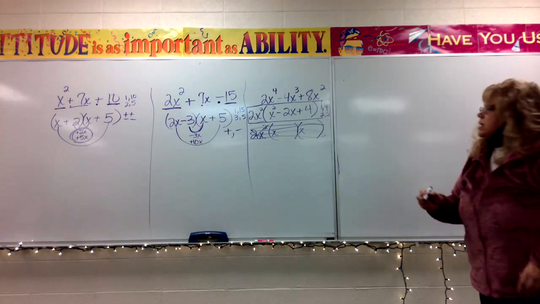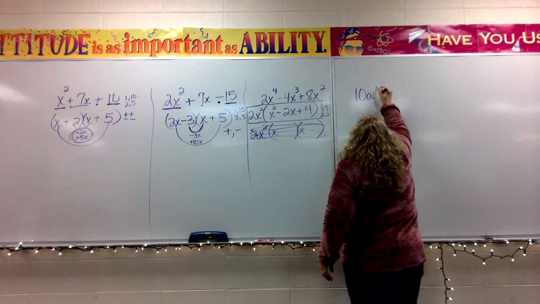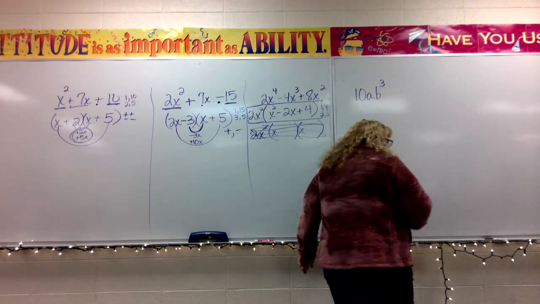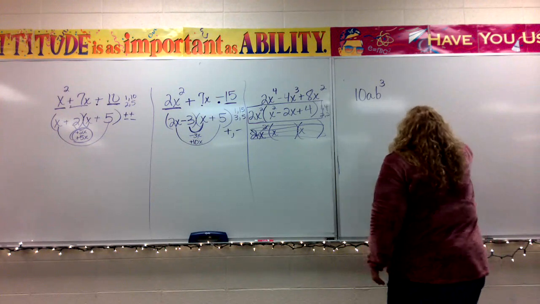How about this? 10a b to the third. Take away 15a squared b squared.